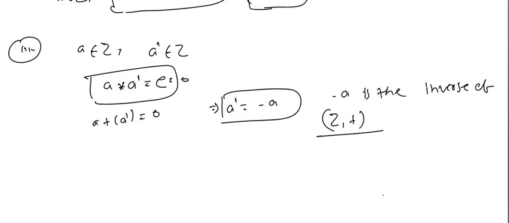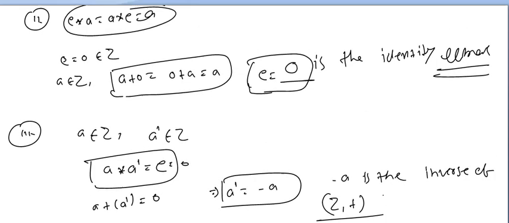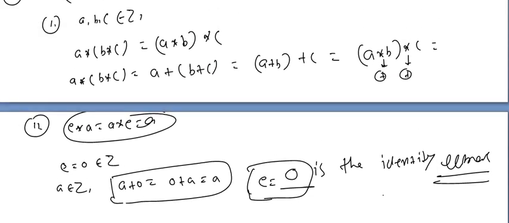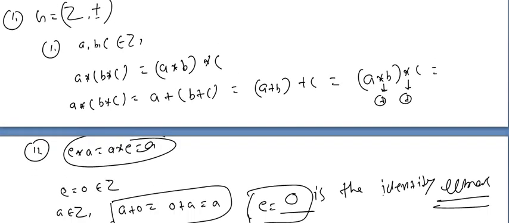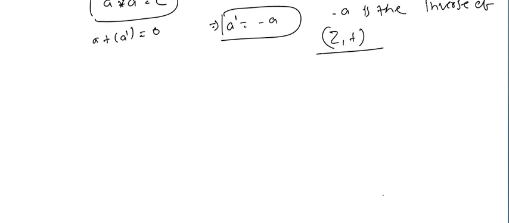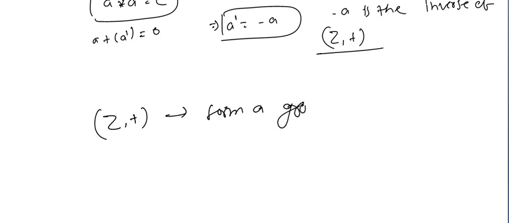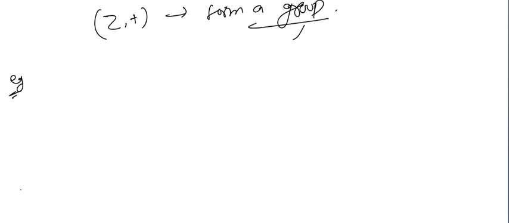So we are saying that all these conditions are fulfilled by the set of integers with binary composition star, that is, addition as the binary composition. So what will we say? Z with binary operation addition will form a group. Clear? See the next example.